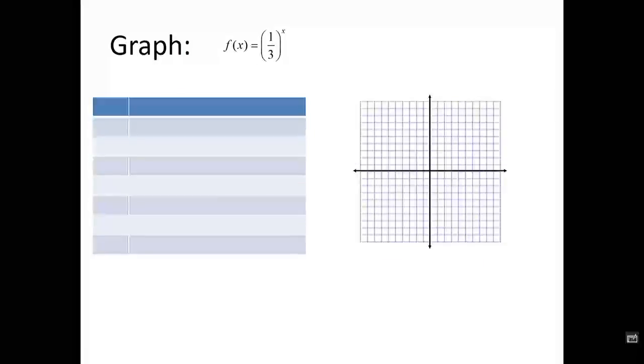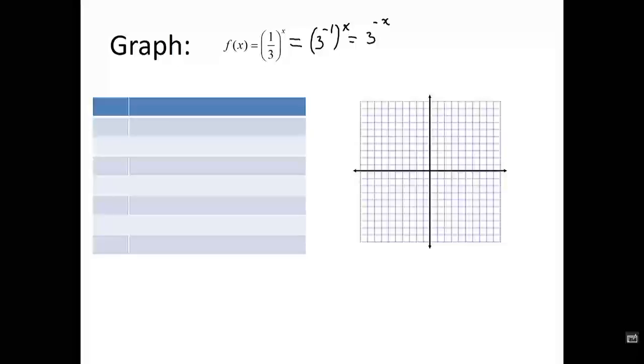In the next example, again, we want to graph an exponential function. Let's graph the function f of x is equal to 1/3 raised to the x power. We also know that we can rewrite this as 3 to the minus 1 raised to the x, which is just 3 to the minus x, if you like. All right, in order to graph the function, we need to generate a table of x, y values.